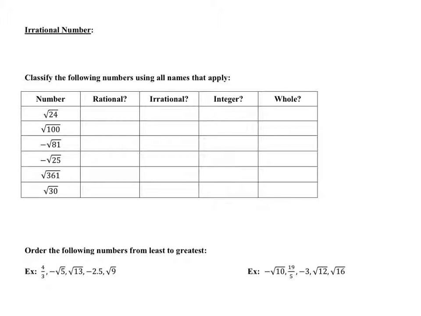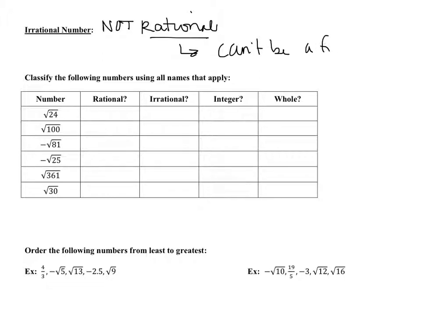So an irrational number. So starts with the prefix IR, which means not. So literally this word would mean not rational, which means we need to know what a rational number is. And a rational number, we know, means that it can be written as a fraction. So therefore, not fractionable kind of means it can't be a fraction. Now there's a whole bunch of numbers we already know that can be fractions, like whole numbers and integers can be fractions just by putting them over 1.